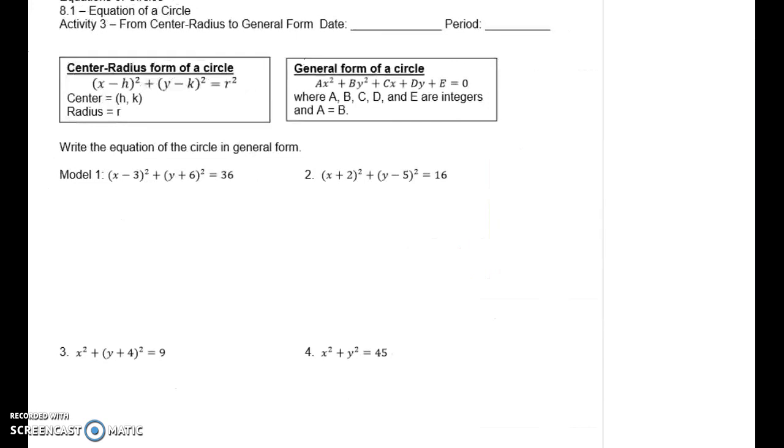Now what we're going to do is take these and expand them out so that we can put them in what's called general form. So we're taking it from center radius form and turning it into general form, where everything's over on one side and we have 0 on the other. Essentially we're going to expand this out. So let's take x minus 3 squared. I'm going to use the area model to expand that out.